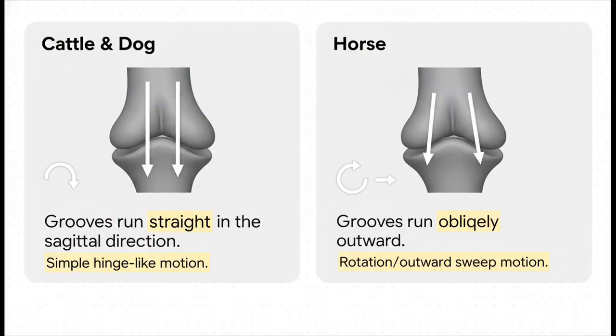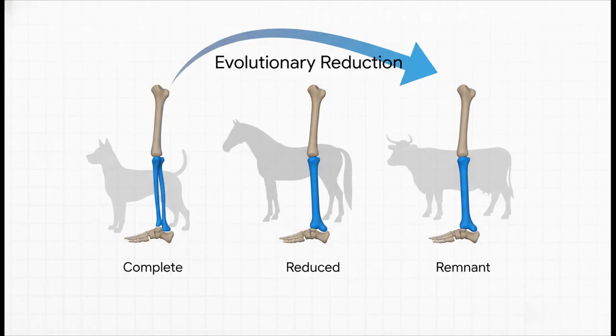Even the tiny grooves at the ankle joint tell a story. In cattle and dogs, they're straight, which allows for a simple back-and-forth hinge motion. But in the horse, the grooves are actually angled. It's a subtle tweak, but it's a brilliant adaptation that allows for the slight rotation they need for that powerful, efficient running gait. But really, the most dramatic story of all is the fibula's evolutionary journey of just shrinking.